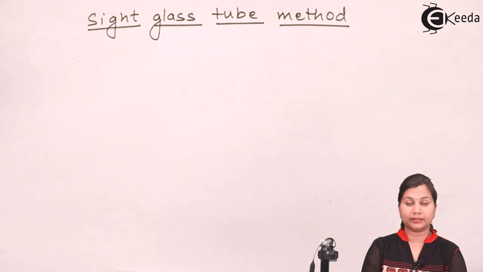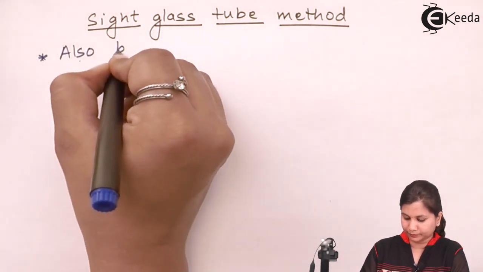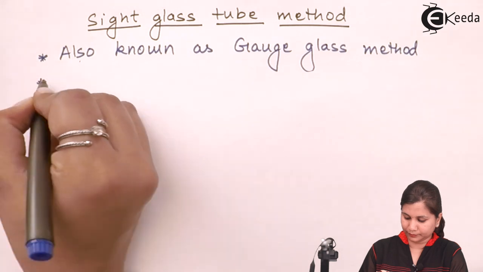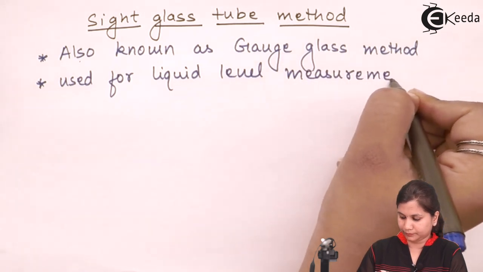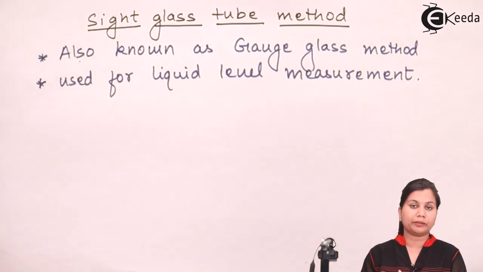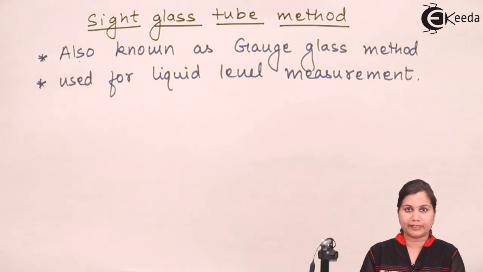The sight glass tube method is also known as the gauge glass method, and this method is used for the liquid level measurement. By the term liquid level measurement, we mean that we are using this method for the measurement of the level of the liquid. So what is this liquid level? Liquid level is defined as the position or height of the liquid above a datum line or a reference line.